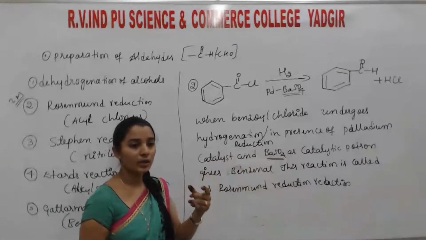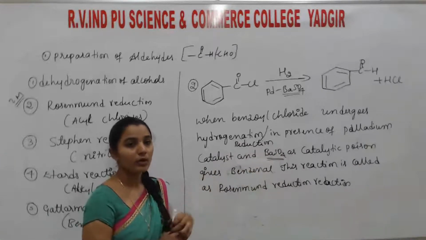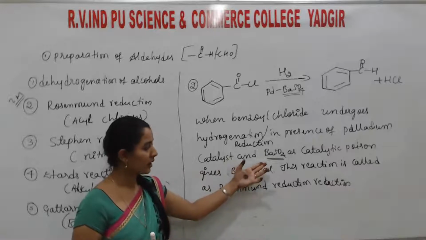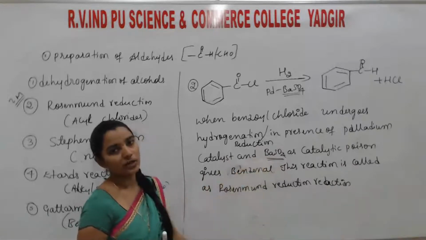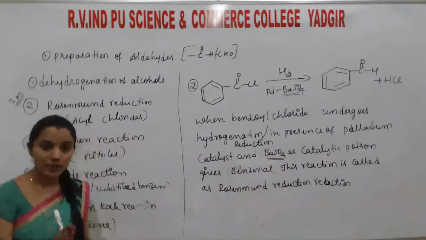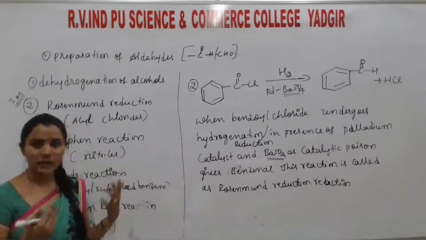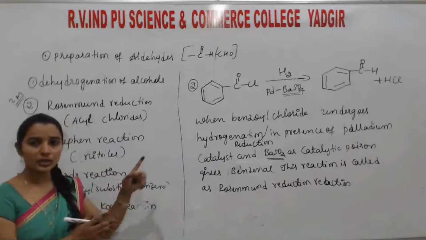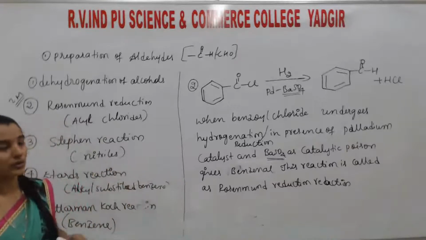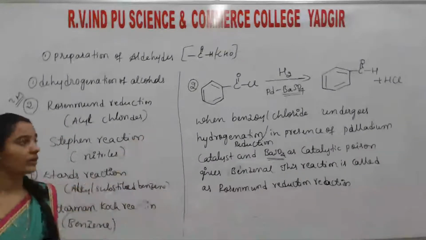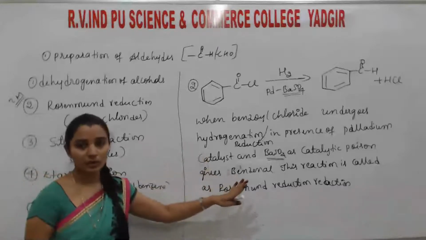Understand? So in a key manner, if you want to remember, the main reason for the poison character of BaSO4 is the presence of sulfur. Not only BaSO4, only sulfur. It may be PbSO4 or any other. If sulfur compounds are there, those act as a catalytic poison. So this is the Rosenmund reduction. If you write this much, you will get 2 marks.